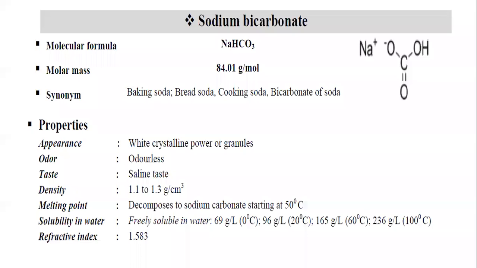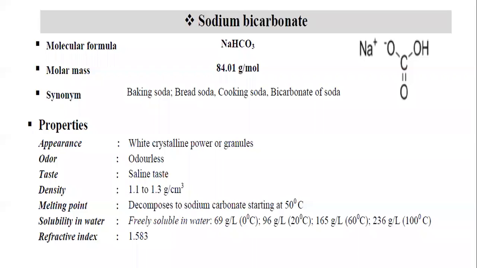So, sodium bicarbonate, I am sure you must have all known this. It's given by the molecular formula NaHCO3. The molecular mass is 84.01 grams. It is also called, synonym means the other names. So the synonyms for sodium bicarbonate are baking soda, bread soda, cooking soda, bicarbonate of soda, or it is also just called sodium hydrogen carbonate. As you can see in the molecular formula NaHCO3, it is also called sodium hydrogen carbonate. Okay, so these are the synonyms for your sodium bicarbonate.